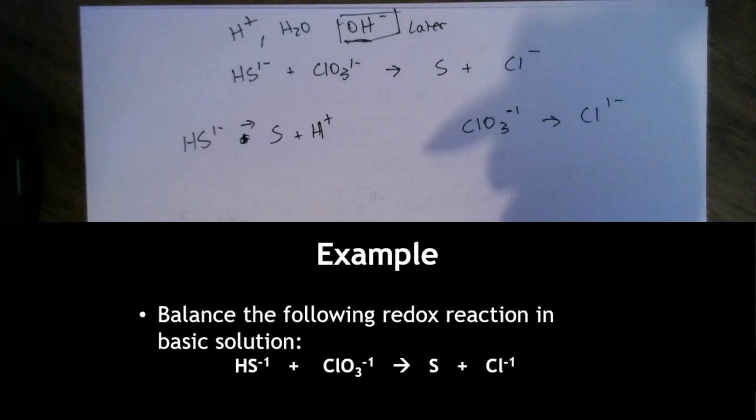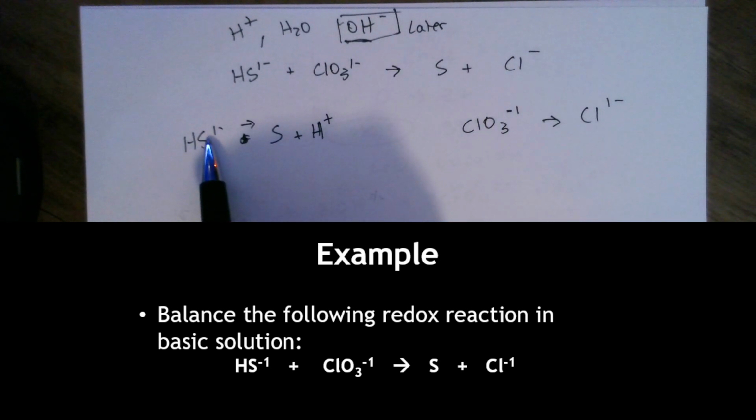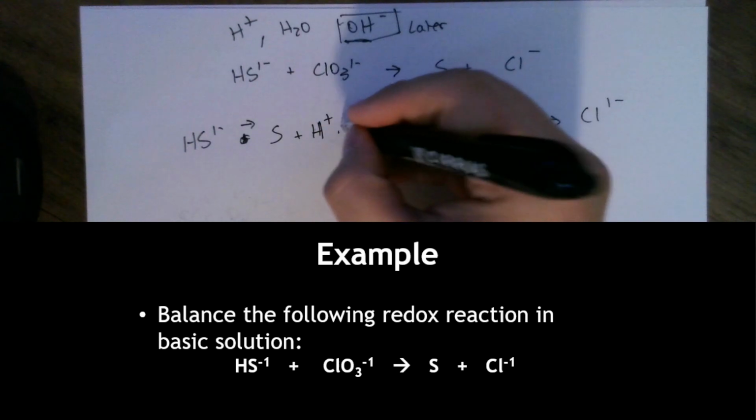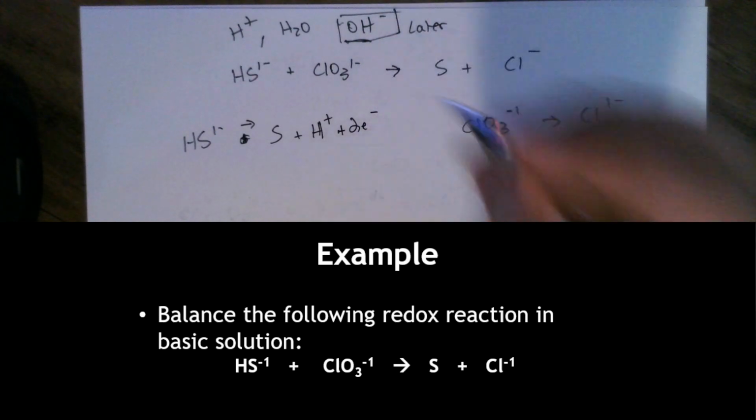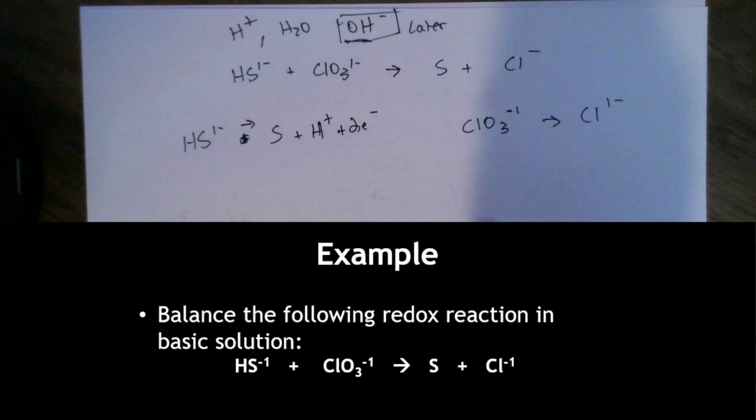Now we need to balance out the charge. This side is 1 minus, this side is 1 plus. So if I add 2 electrons over here, everything is good now. 1H, 1S, and a 1 minus charge on each side.